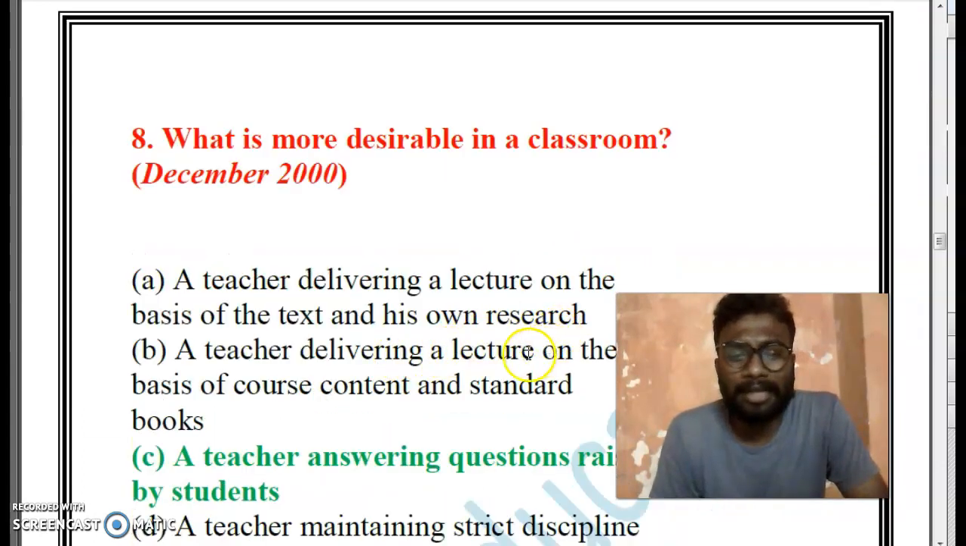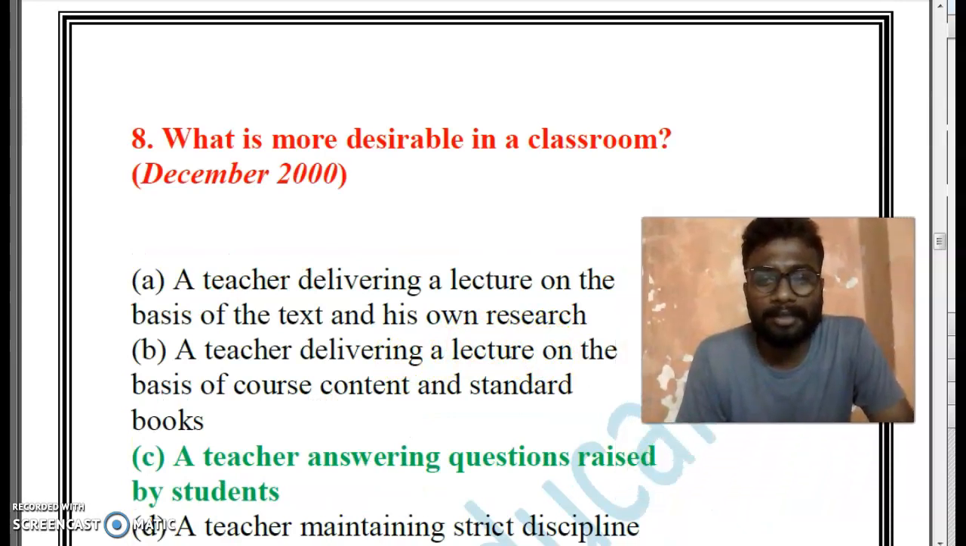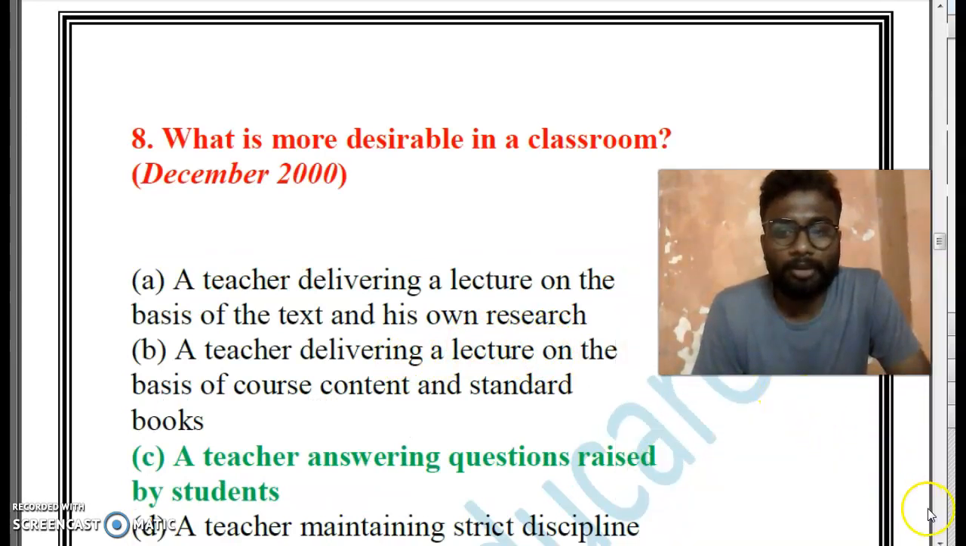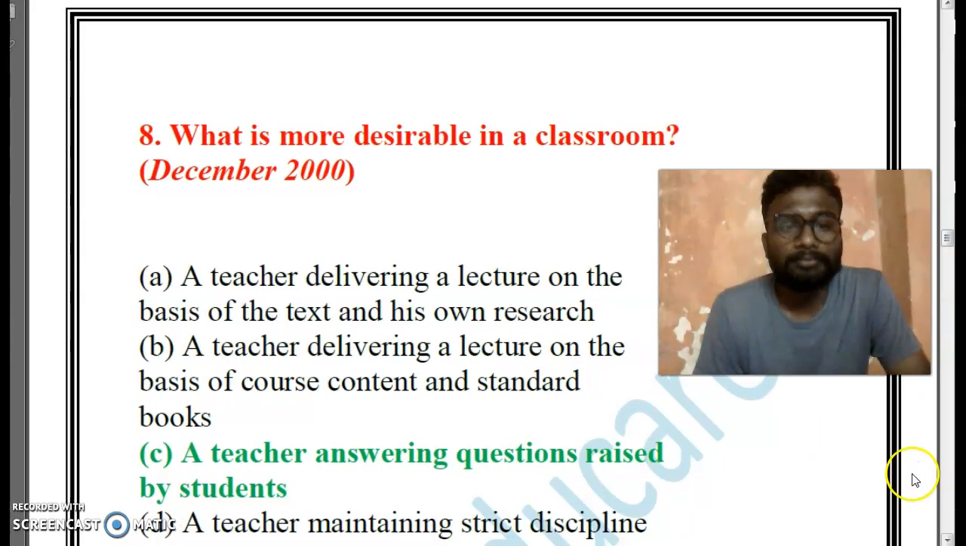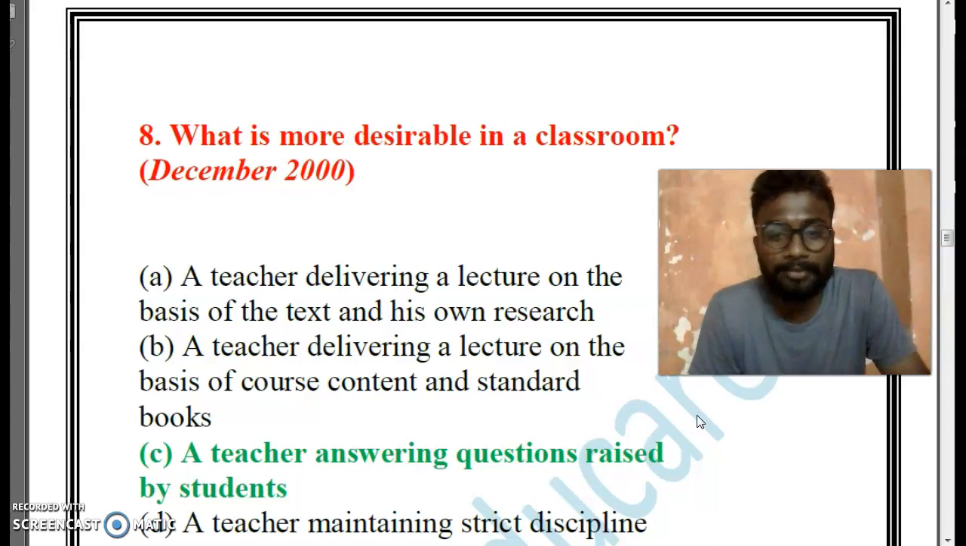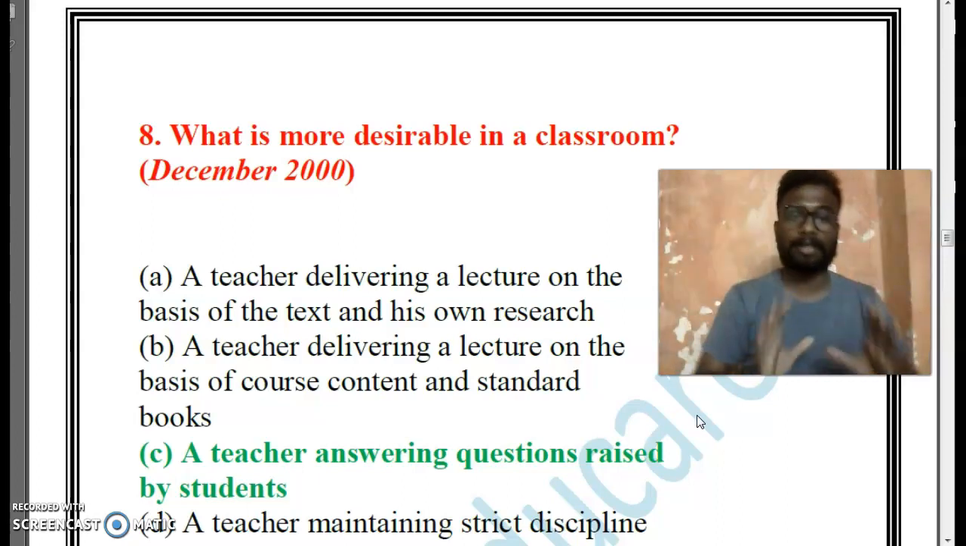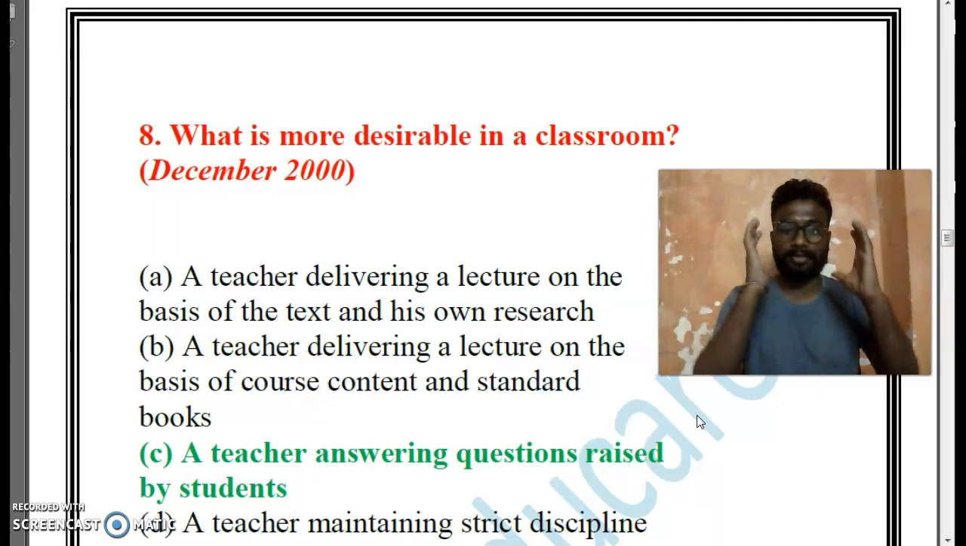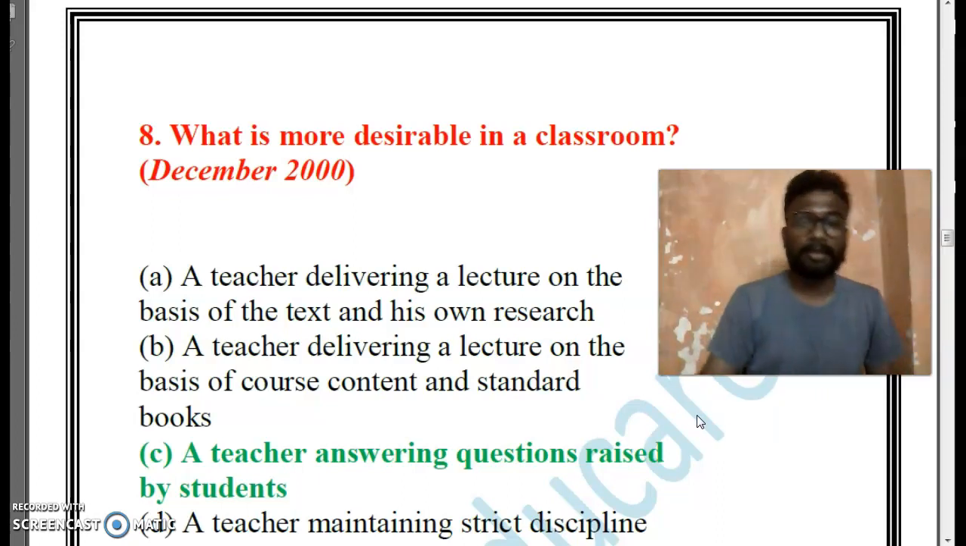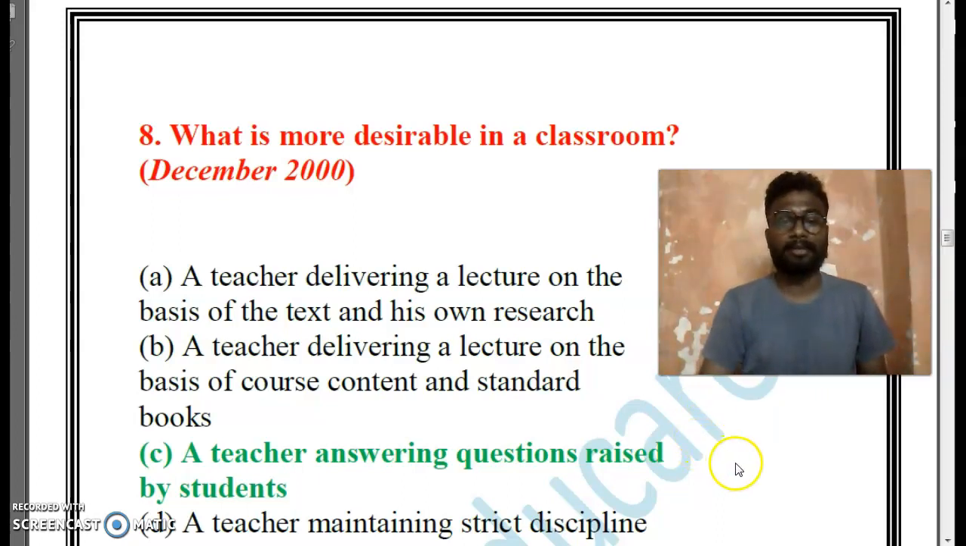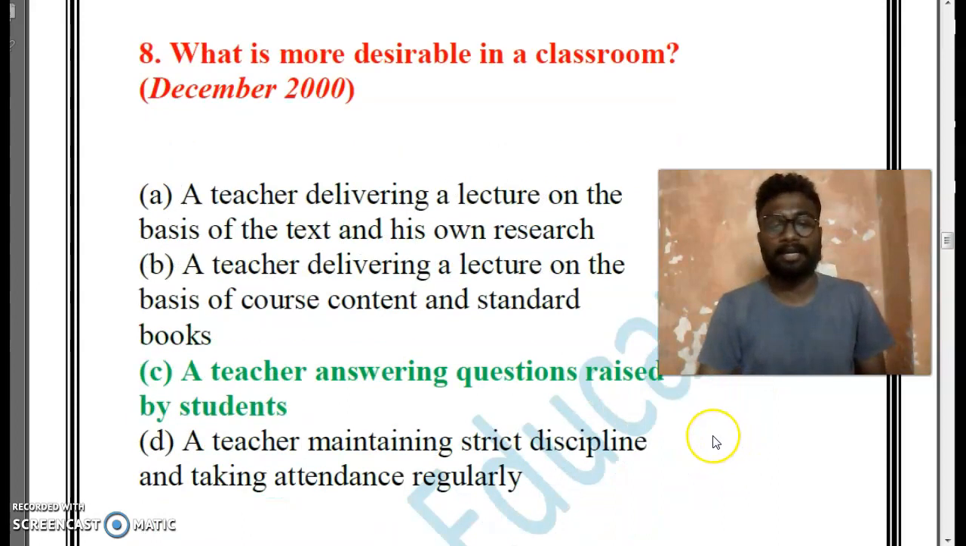What is more desirable in the classroom? What could be the more desirable factor? A teacher delivering the lecture on the basis of the text and its own research. A teacher delivering a lecture on the basis of post-content standard books. A teacher answering the questions raised by the students. A teacher maintaining strict discipline and taking attendance regularly.